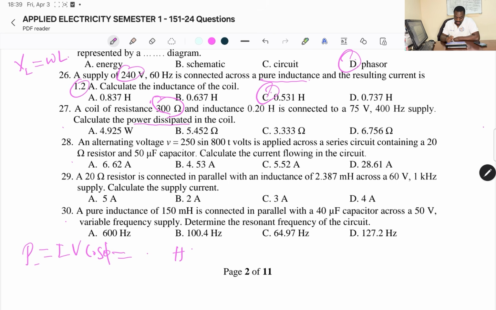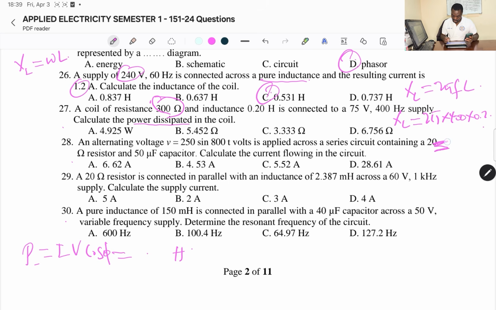When it comes to the inductor, we are given its inductance, so I can calculate the reactance of the inductor. XL is equal to omega L. We are also given the frequency, where omega is just 2 pi f. So this will give us 2 pi times the frequency, 400, times the inductance, which is 0.2. So this part is 400 times 0.2, which gives me 80.